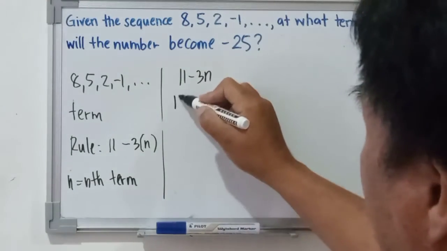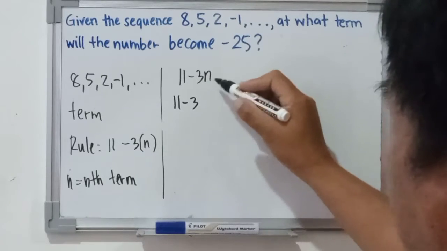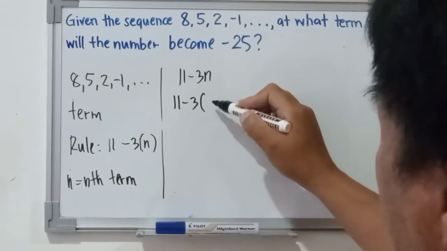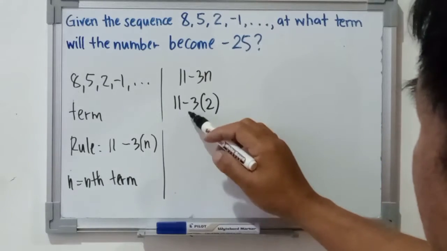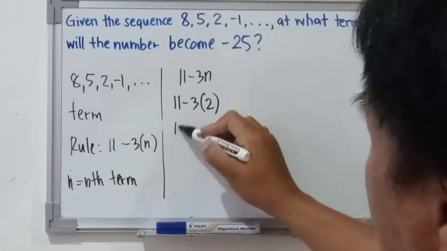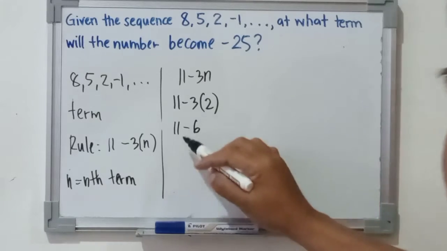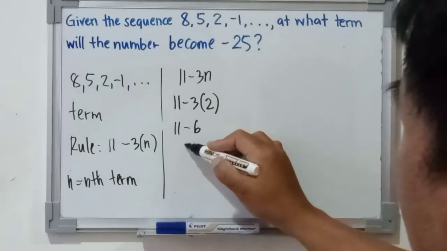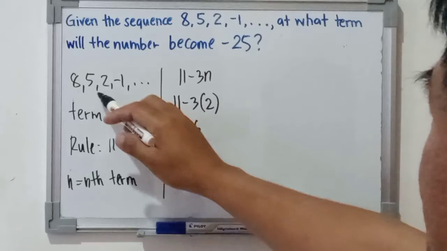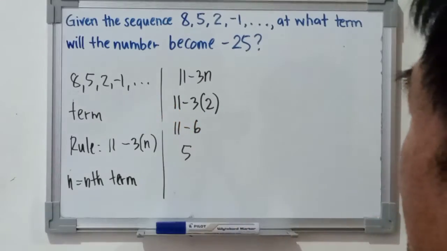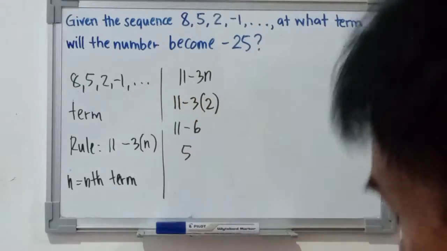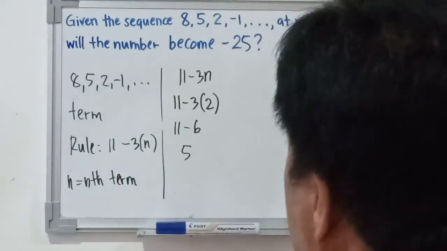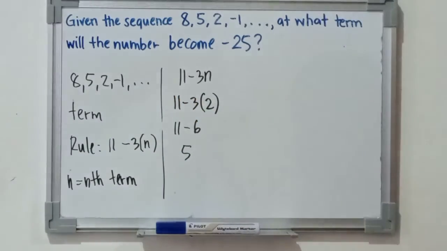This time, our n will be 2, because this is the second term. So 11 minus 3 times 2 is 11 minus 6, and 11 minus 6 is 5. That is the same as the second term. Therefore, our rule satisfies the second term. Good. Let's check the third term.